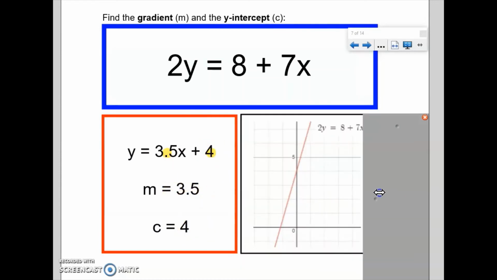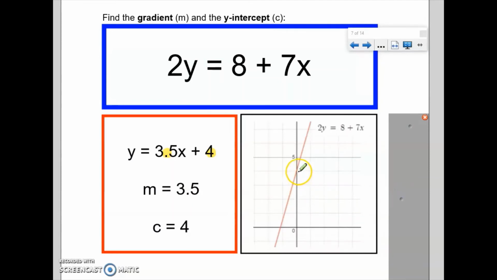My graph would look like this. Y-intercept is at 4, and if I pick a point on the graph, let's go with this point here, 1 along, I would go 3.5 squares up before I rejoined the linear graph. And that graph there is a representation of 2y equals 8 plus 7x. Very well done if you were able to draw that graph.